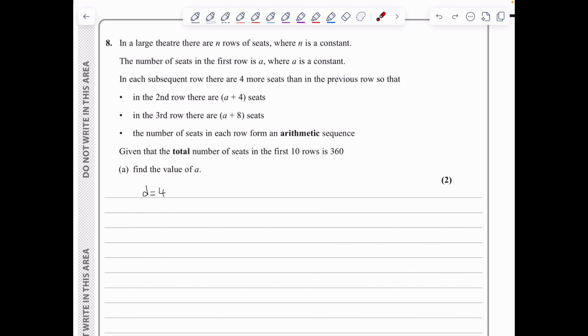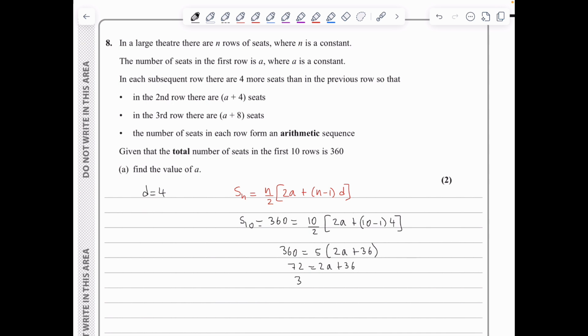And we know that the sum of the first n terms of an arithmetic sequence is given by n over 2, (2a plus (n minus 1)d). So we have just been told that S10 is 360. So I will substitute n with 10. So it's 10 over 2, (2a plus (10 minus 1) times d), which is 4. So we're looking at 360 is equal to 5 brackets 2a plus 36. Well, if I divide both sides of the equation by 5, I get 72 is equal to 2a plus 36, leading to 36 is 2a, and therefore a is 18.